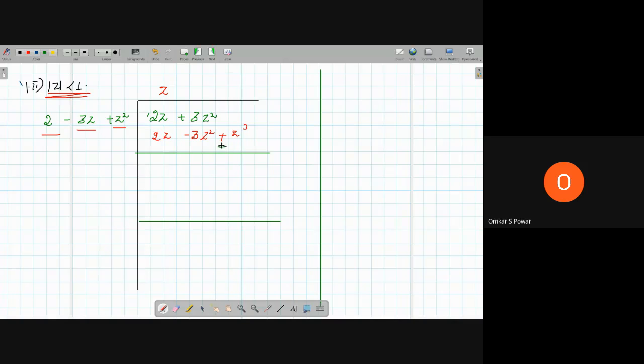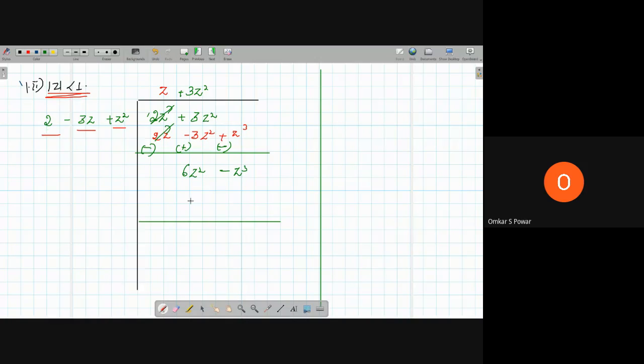You have to change the sign. So minus plus minus, so this gets cancelled off. So plus 3z square plus 3z square, it is 6z square, and it is minus z cube. So what you have to multiply here? You have to multiply by plus 3z square.